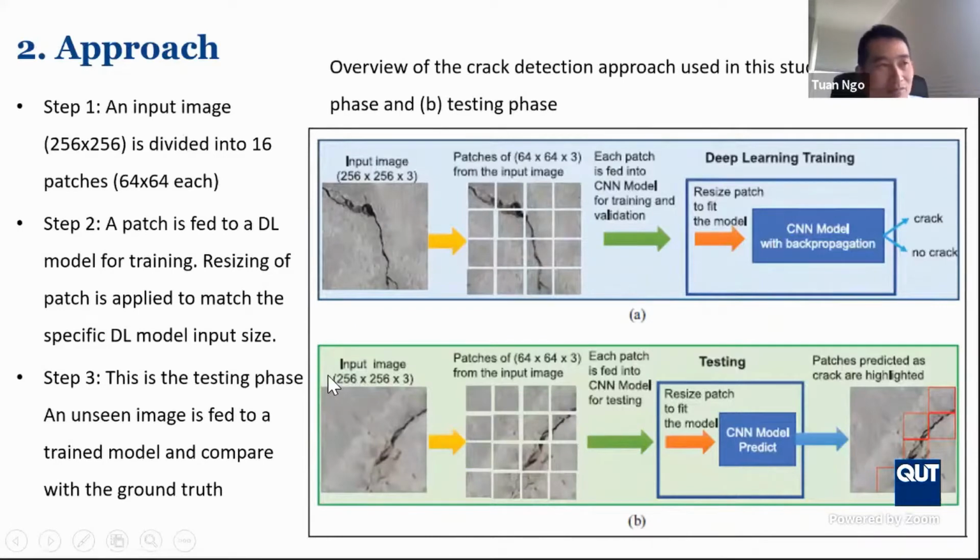Let's look at that in a bit more detail. You can see in this slide the 3 main steps. An input image is divided into 16 patches. Then we use deep learning to train the model. The third step is to test the method to see how it can detect different types of input images and how accurate the predictions it provides are.